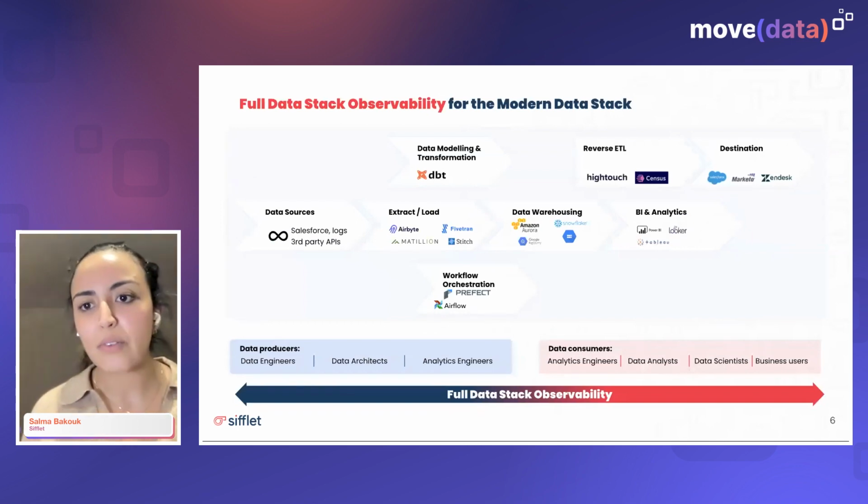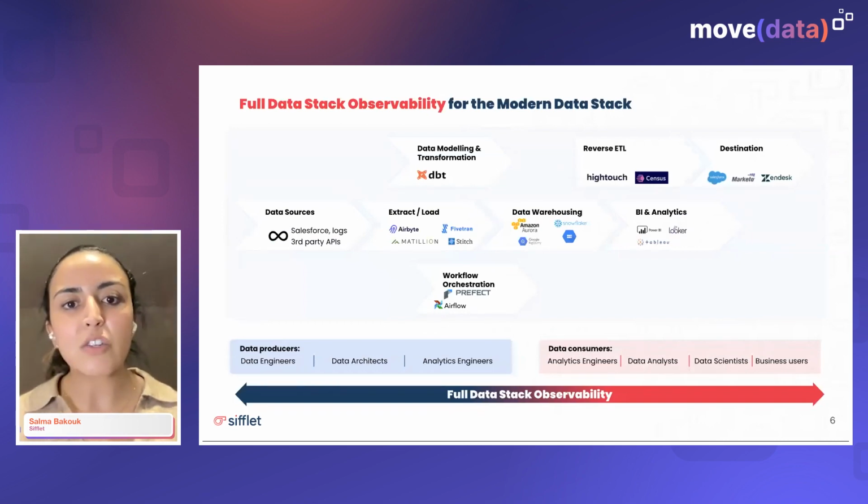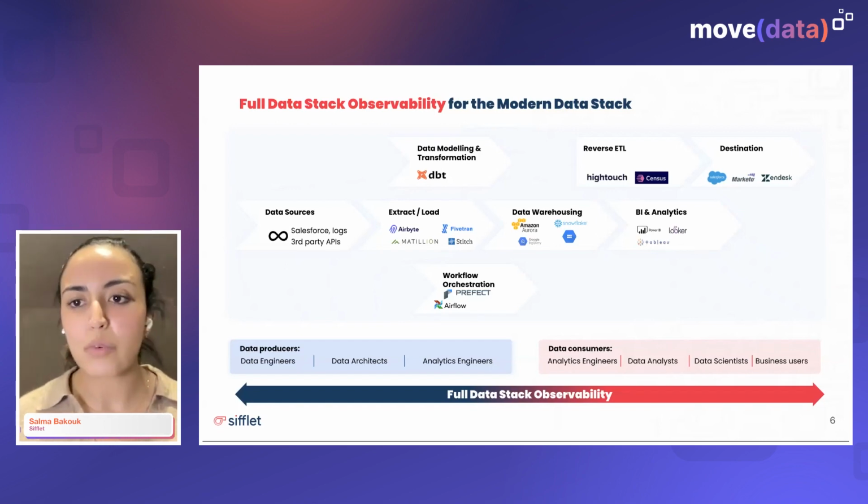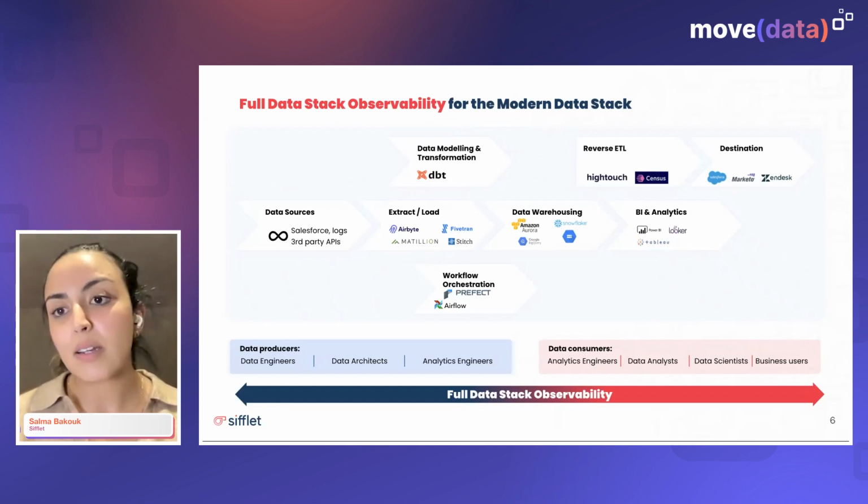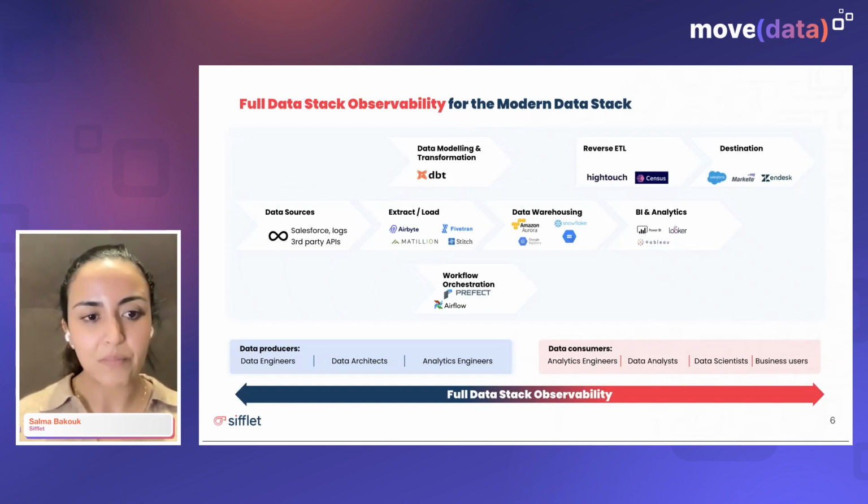So what we call here at Sifflet full data stack observability is essentially a top of stack layer. So we come and sit on top of your existing data stack. We have connectors that go from data source all the way to destination. It covers the ingestion layer, the transformation and modeling, warehousing, BI analytics, reverse ETL, machine learning, etc. And more importantly, the glue that holds everything together, the orchestrator. And the idea is to provide both data producers and data consumers with insights that make sense to them, and that can help them better understand their data assets and get a good idea of the health status of their data assets and ensure their reliability.